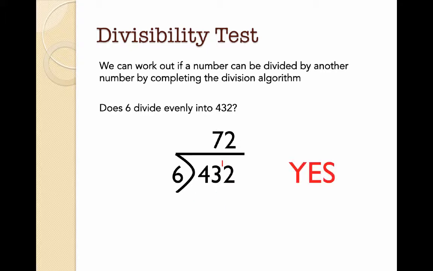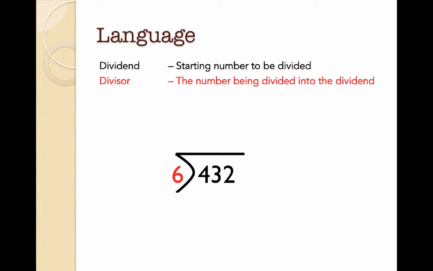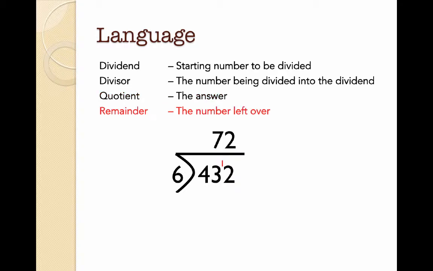Let's take a look at some divisibility tests. However, we're going to take a look at some of the language that I'm going to be using in these videos. To start off with, the dividend. The dividend is the starting number that we want to divide, to be divided. So the number 432 in this case was our dividend. The divisor is the number that is being divided into the dividend. So we want to know how many times 6 goes into 432. 6 is the divisor. The quotient is our answer. In this case, 6 went into 432 72 times. The quotient was 72. And the remainder is the number that is left over once we do our division. Unfortunately, in this example, there was no remainder, so there's nothing to put in red.